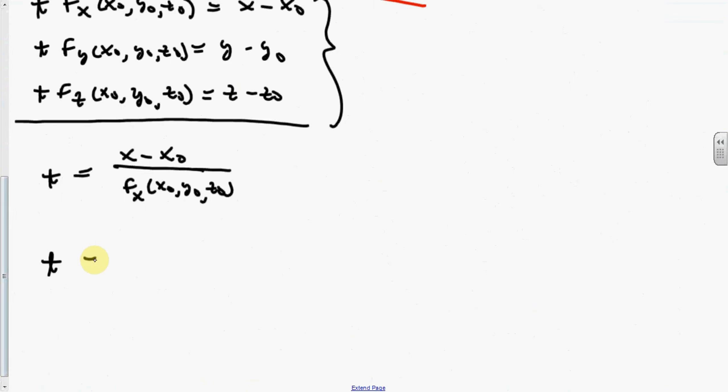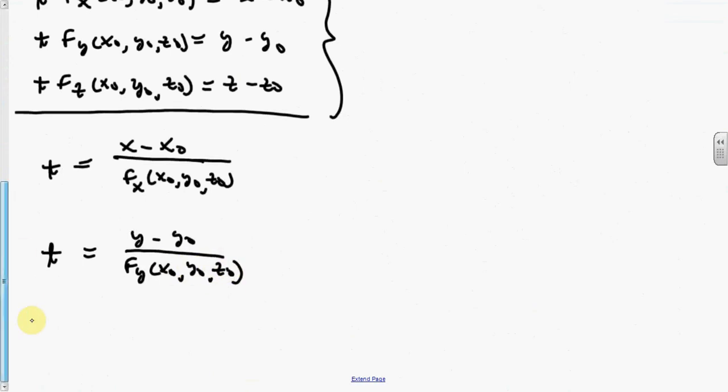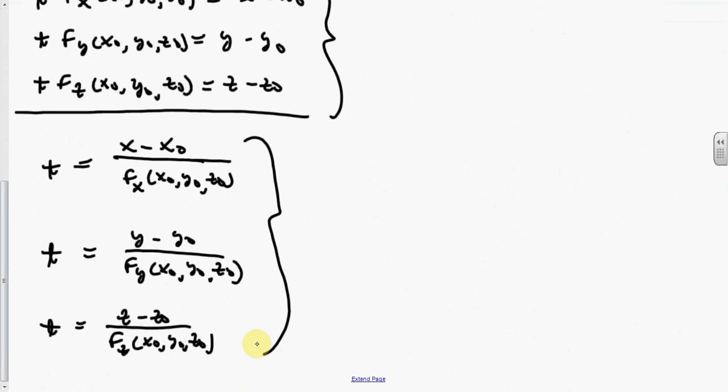Do the same thing for the next two equations. So I get here t is equal to y minus y naught divided by its partial derivative. Then t is equal to z minus z naught divided by its partial of f with respect to z at x naught, y naught, z naught. Now notice that all three are equal to t, right? So that means that I can set all three equal to each other and you get symmetric equations.